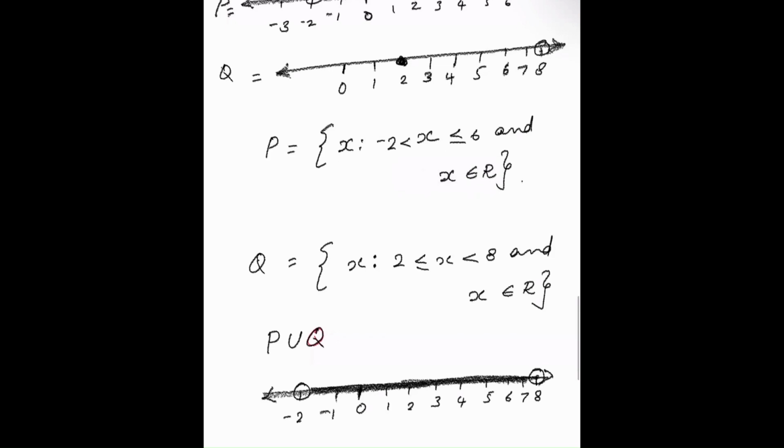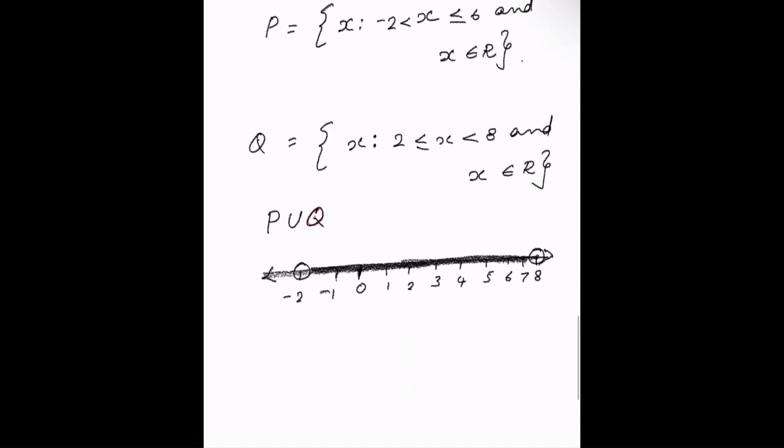So it will start from this and end at 6, including 2 and including 6. That should be what you have to draw. You have to look at P and Q, and see which elements are common or present in both. That is what you are going to draw for P intersection Q. So I would do it like this because 2 and 6 are included, and then show like this. Okay.